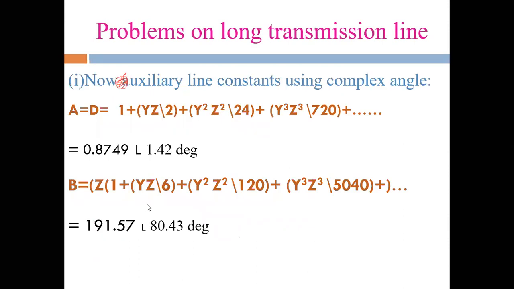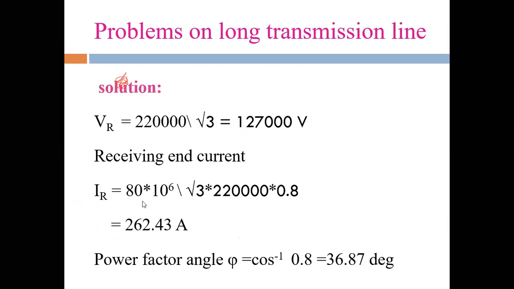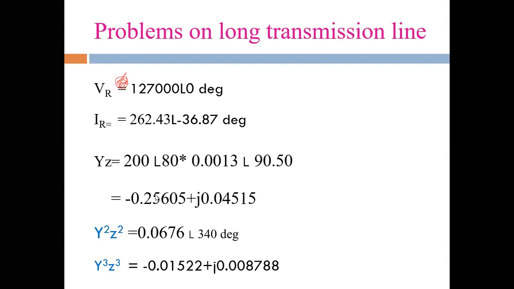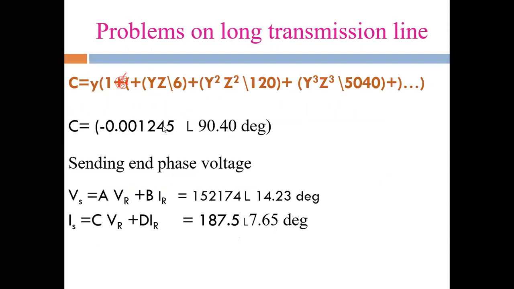After that, we substitute that IR. What is the value for that IR? We calculate IR by using the formula of power P. After calculating that IR, we substitute IR is equal to IR into cos phi r minus j sin phi r. That will be 262.43 at an angle of minus 36.87 degrees.